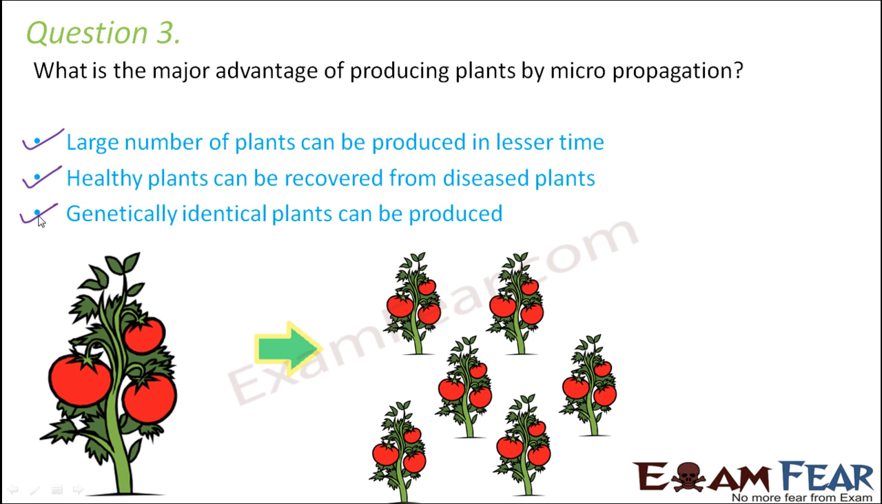Genetically identical plants can be produced. So wherever you start, if you have selected an original plant, you can remain tension free that all the plants that will get produced will be exactly genetically identical to the original plant. So they are all going to be clones of each other.